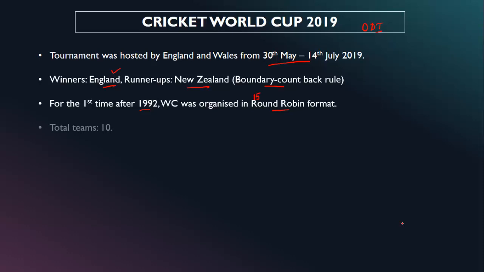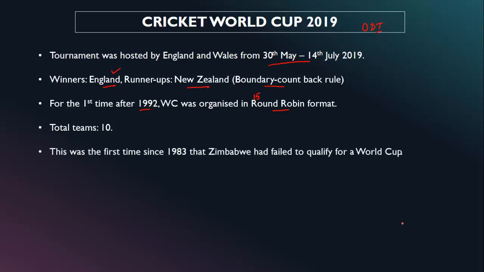Okay. Now the total teams in this World Cup were 10, as you all might remember, and it was the first time since 1983 that Zimbabwe failed to qualify in a Cricket World Cup. So Zimbabwe was not there, friends, as you might remember. Next, even West Indies could not directly qualify. They had to play in the qualifiers.